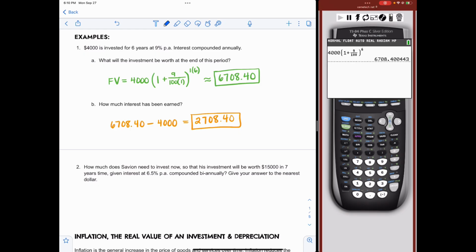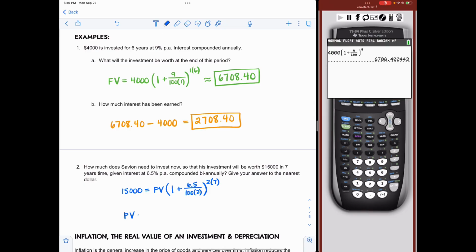So what we're going to do is say 15,000, which is the future value, is going to be equal to PV, which is the present value, times 1 plus 6.5% compounded twice a year or biannually. So that's going to be divided by 100 times 2, to the power of 2 times 7 because it says 7 years. So in order for me to solve for PV, I need to divide both sides by what I'm multiplying PV by.